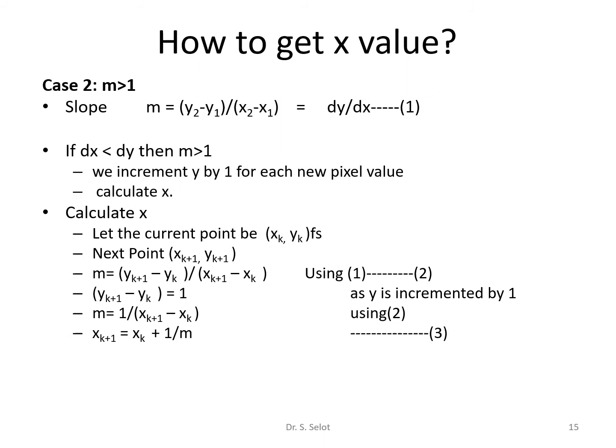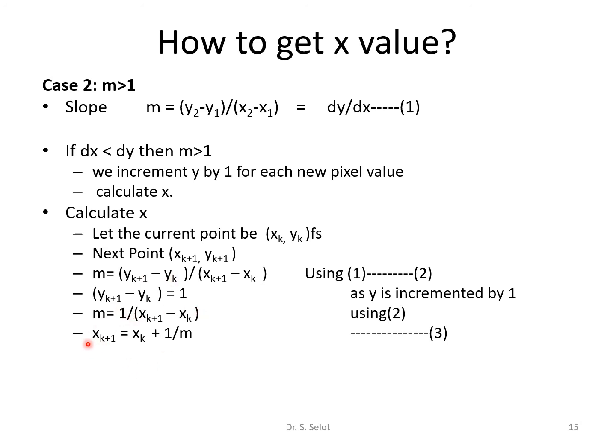Let us see the other case when slope is greater than 1. When slope is greater than 1, we increment the value of y by 1 for each new pixel value and perform calculation on x. Again, let us refer to the current pixel as xk, yk and the next pixel as xk plus 1, yk plus 1. Using the same equation, we get the value of slope like this. And here the yk difference is 1, the numerator is 1 because we are incrementing the value of y by 1. Since the numerator is 1, we get a slope as 1 by this.